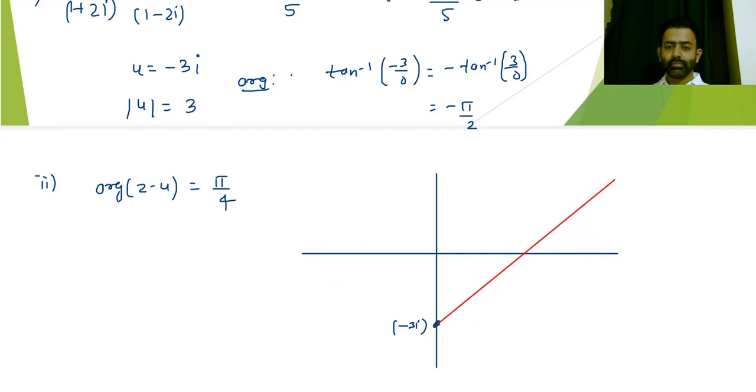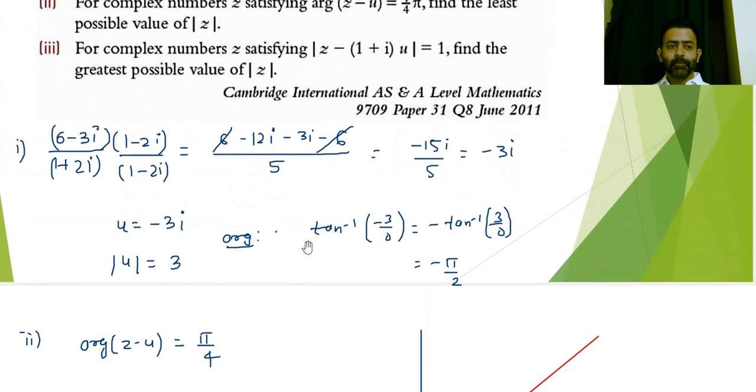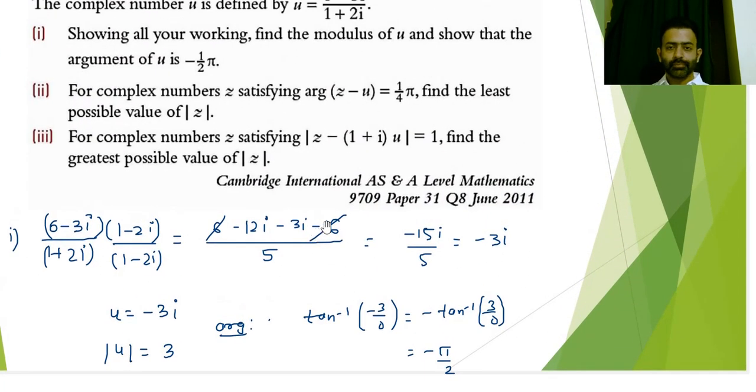So this is your complex number z. Okay, meaning this, okay, this angle is pi by 4. So if this angle is pi by 4, this angle is also pi by 4. Okay, this we will see in the next part. Right? Okay, this we have plotted.